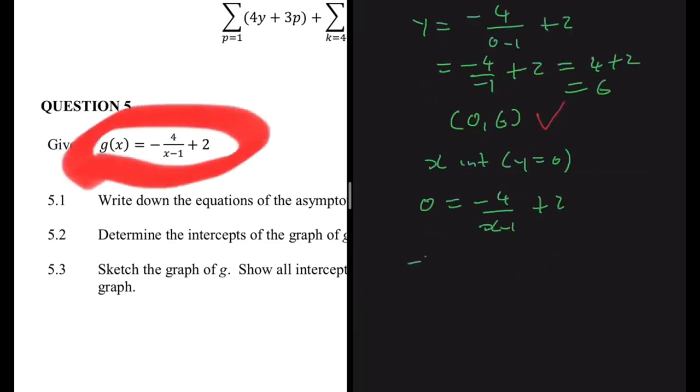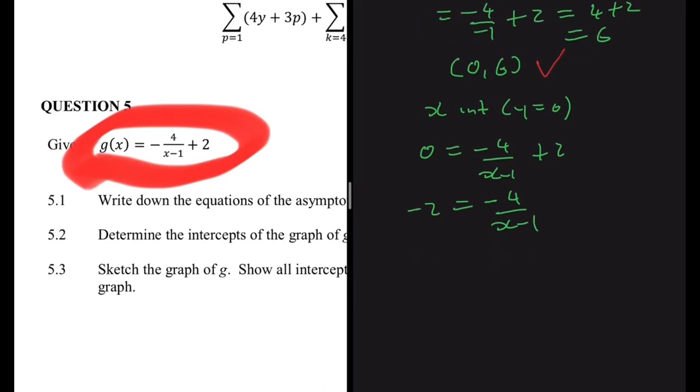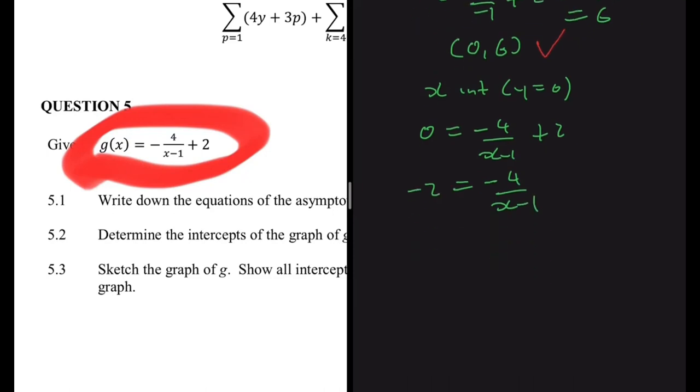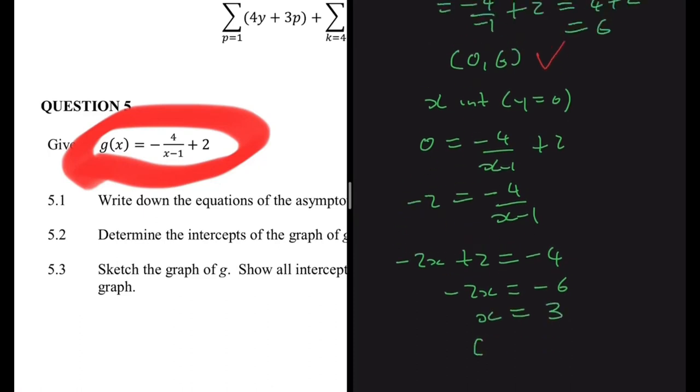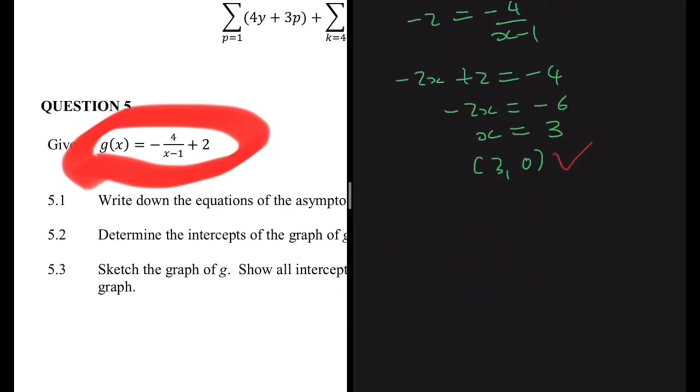We have minus 2 is equal to minus 4 divided by x minus 1. You just subtract 2 on both sides. If we cross multiply now, we're going to get minus 2x plus 2 is equal to minus 4, right? So we're going to have minus 2x being equal to minus 6. So x is equal to 3. So our point for the x-intercept would be 3 for x and 0 for y.